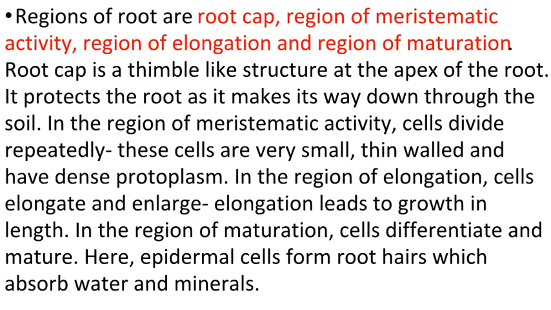In the region of meristematic activity, cells divide repeatedly. These cells are very small, thin-walled, and have dense protoplasm. In the region of elongation, cells elongate and enlarge. Elongation leads to growth in length. In the region of maturation, cells differentiate and mature. Here, epidermal cells form root hairs which absorb water and minerals.